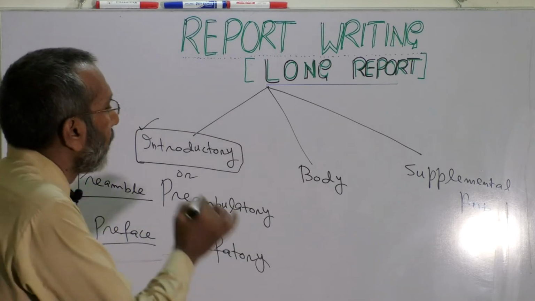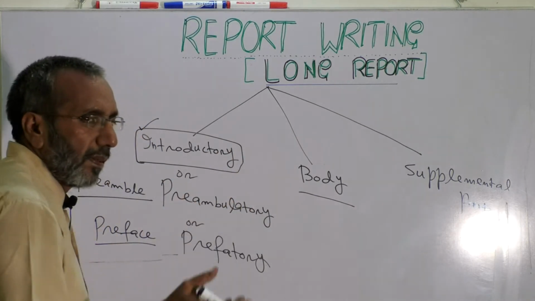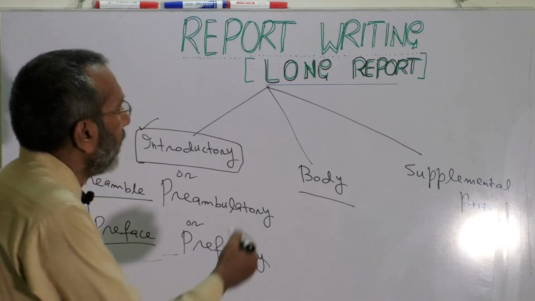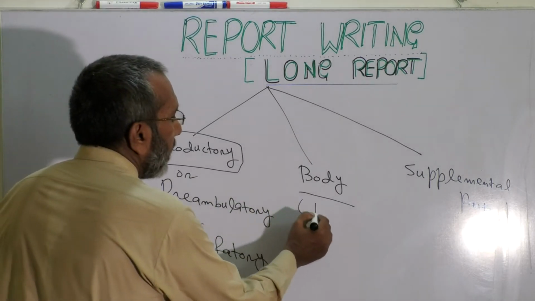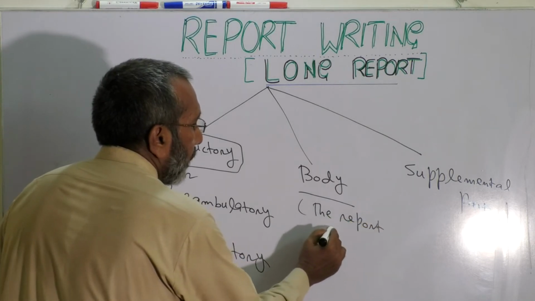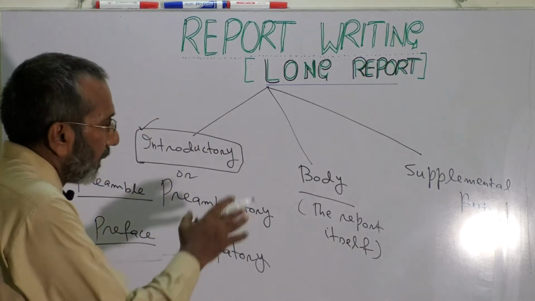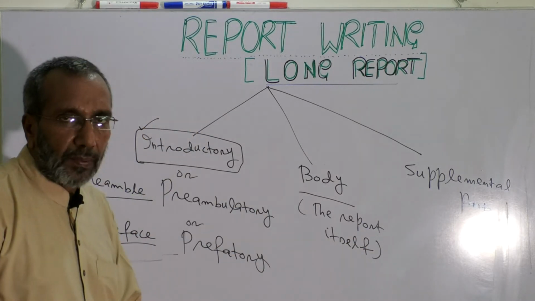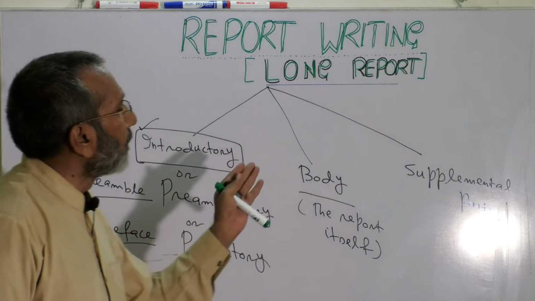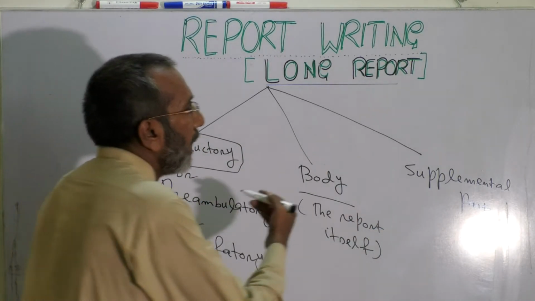So, body of the report basically means the report itself. Body means whatever that report is, right? All that stuff is written in the body. So, body is the most important. It means the report itself. So one must be 101% clear about this thing, right? Suppose you have to write some long report, or suppose you have to check some long report, you must be 101% clear. And supplemental, as is clear from the name, is something additional. Supplemental parts are additional parts.